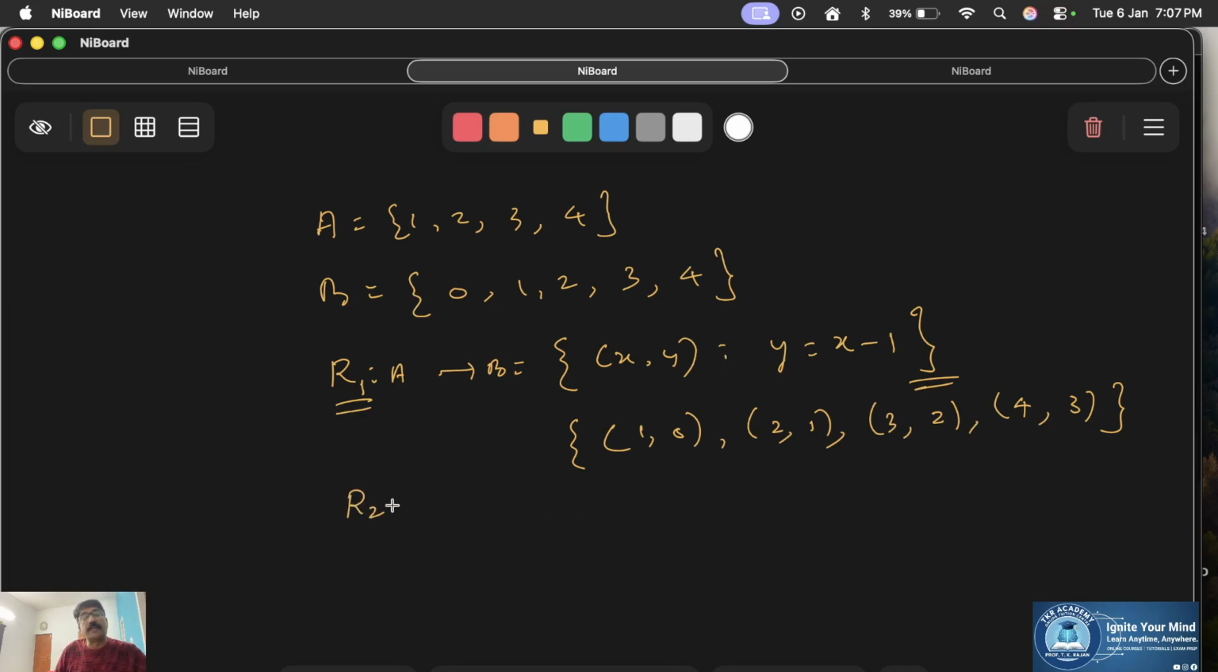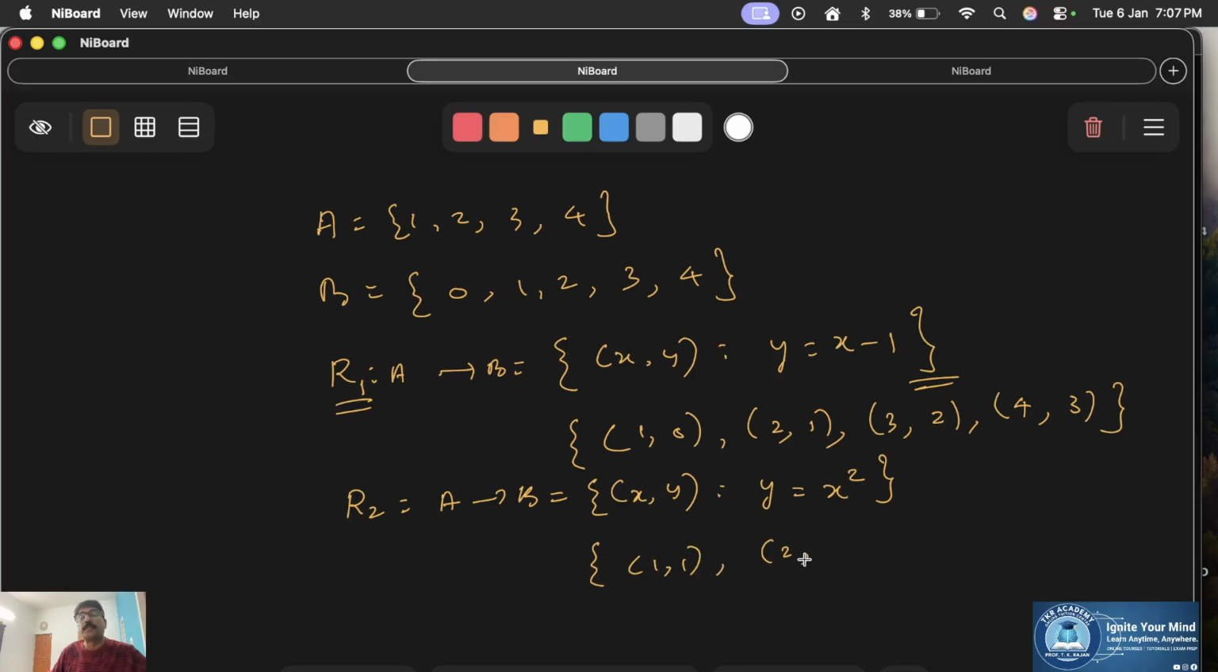Let us take another example, R2 from the same sets A to B by the set of all x, y such that y is equal to x square. Now write the tabular form of this relation, which consists of the pairs. The image is actually its square. Y is actually x square, or you can write x, x square. So here 1 has an image because 1 square is 1. So elements are 1, 1.